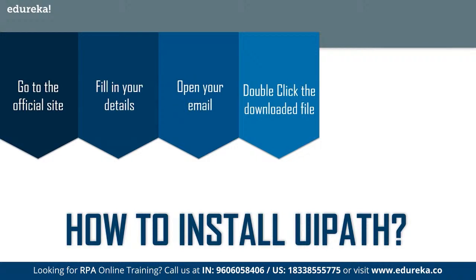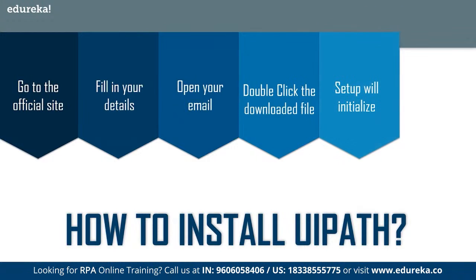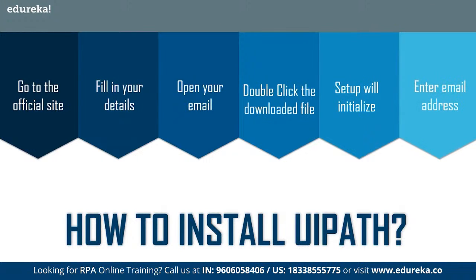So once it is downloaded, you have to double click on the downloaded file and the setup will initialize. Once the setup initializes, you'll see a dialog box which will pop up. Over there, you'll have to mention your email address, that is your registered email address, and then you're good to go. So once all these steps are done, you will see that you've installed UiPath Studio, right?